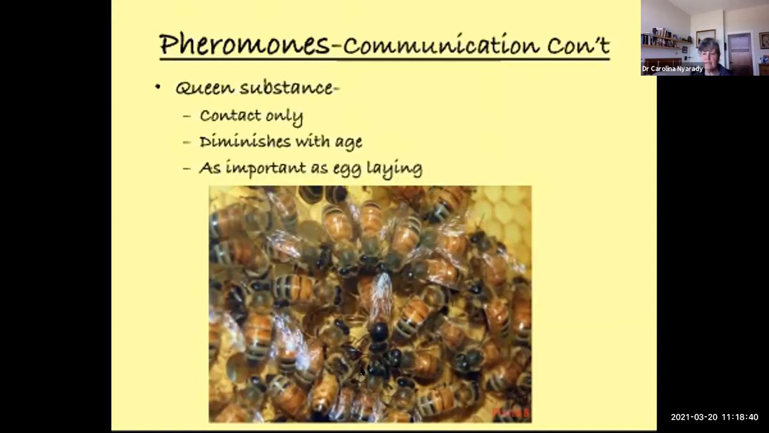So young queens that are well mated exude a great amount of pheromone, and those pheromones will diminish with age, and they will diminish as her reproduction potential decreases. And so it's a really great way for these bees, right, these covert bees, to keep an eye on how well she's doing, by monitoring her pheromone level.